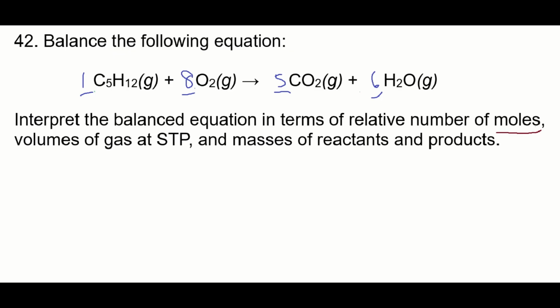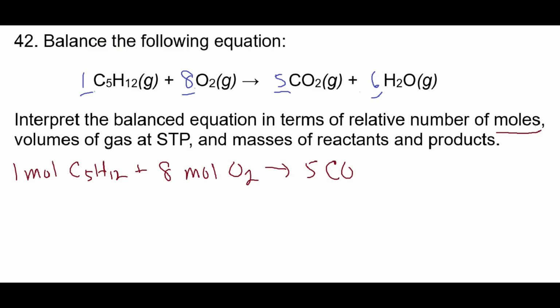So, for example, you can interpret this equation as saying 1 mole of C5H12, which could be pentane, reacts with 8 moles of oxygen gas to produce 5 moles of carbon dioxide and 6 moles of water. That's good.